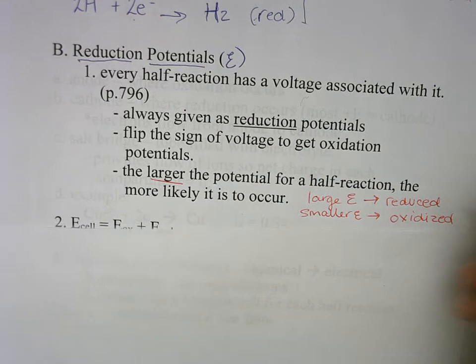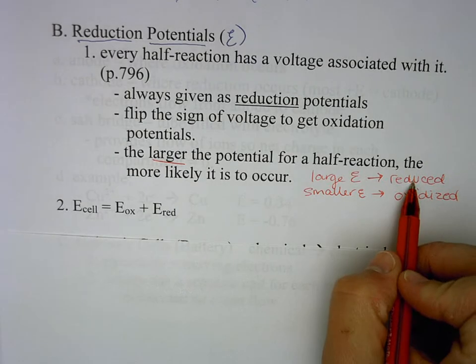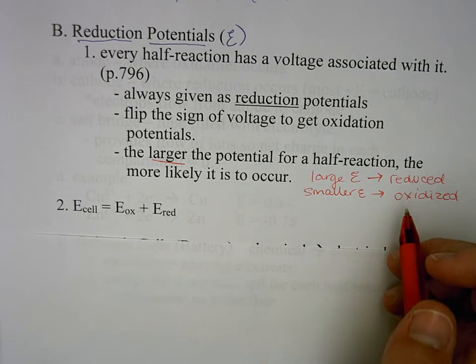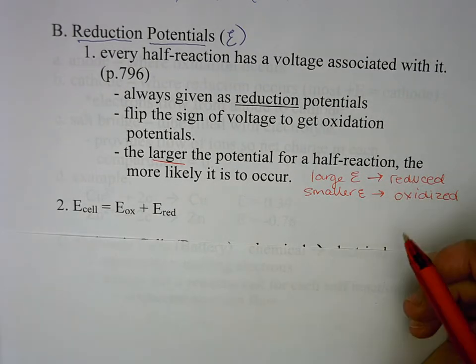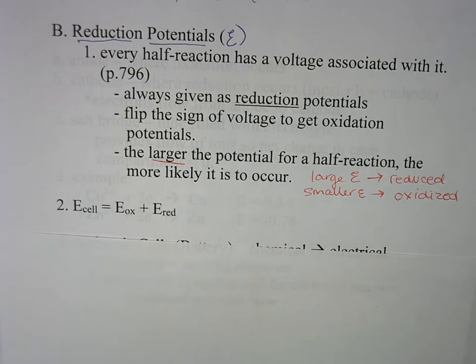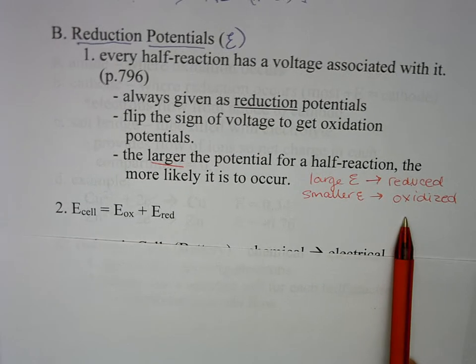Wait, reduction potential and electric potential are synonymous? Yeah, they're the same. The reduction potential is the electric potential for the reduction reaction. And then if it's the one that's being oxidized instead, you just have to flip it.